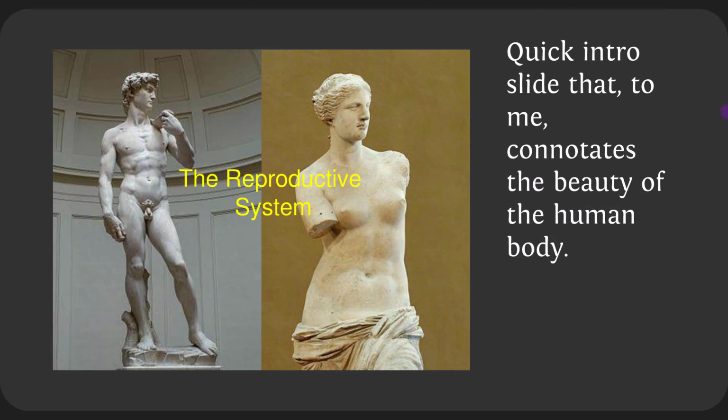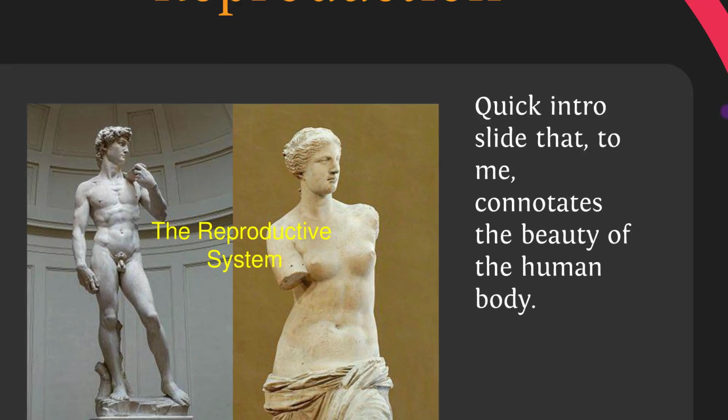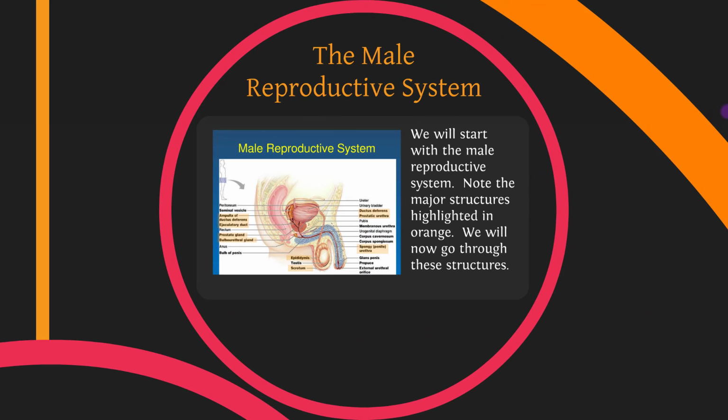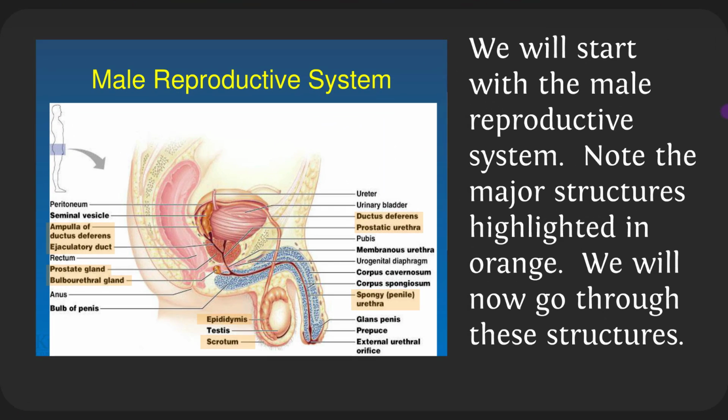Quick intro slide that to me connotes the beauty of the human body. And then we'll go through the male reproductive system. So we'll start with the male reproductive system. Note the major structures highlighted in orange, and we'll go through those now.